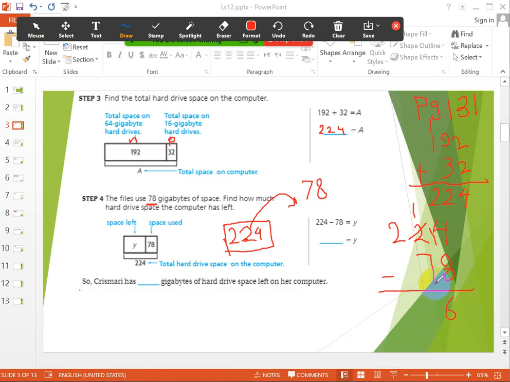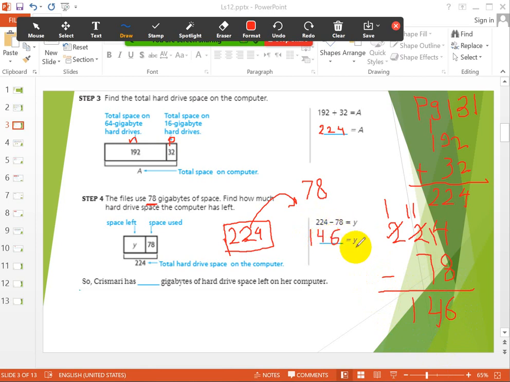Now 1 minus 7. Can I take 7 from 1? No. Also I have to borrow from the 2. It will be this 1, and put this 1 next to the 1. It will be 11. Now 11 minus 7. Count from 7 to 11. 7, 8, 9, 10, 11. So the answer on your fingers will be 4. And there are no hundreds. So the answer here is 146 gigabytes left in your computer.